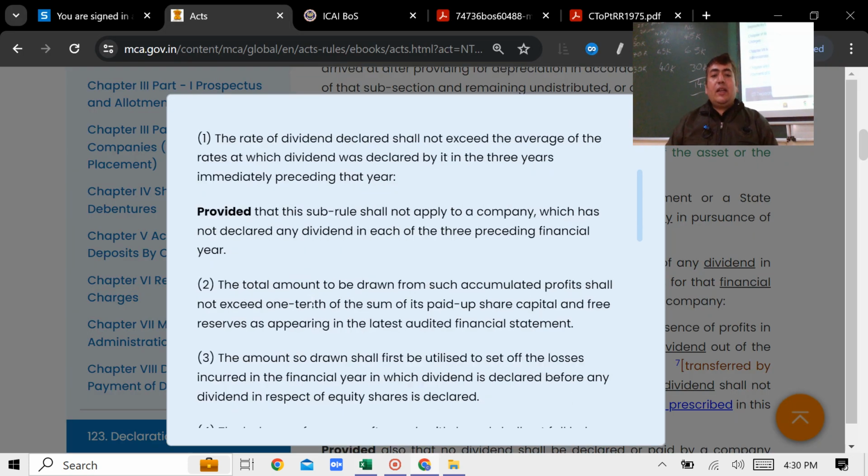Second, it is written the total amount to be drawn. Okay, drawn stands for withdrawn. This withdrawal you are doing from which? Can I say free reserve? So the second sub rule is trying to say that the maximum amount of the free reserve you can withdraw shall not be more than 1/10 of the paid up share capital plus free reserve.